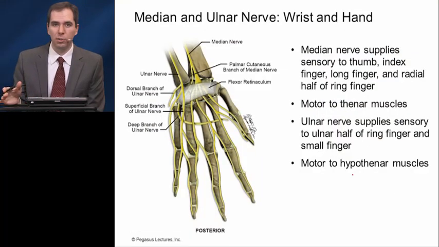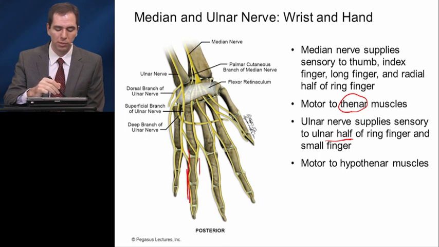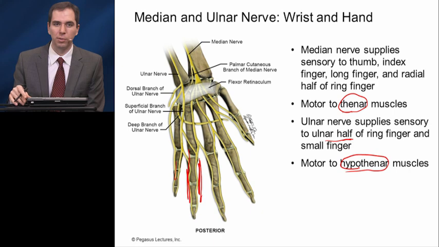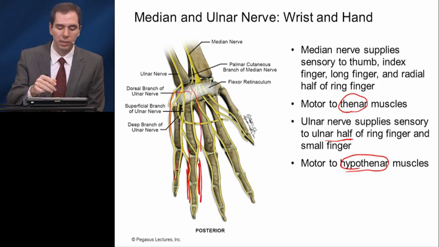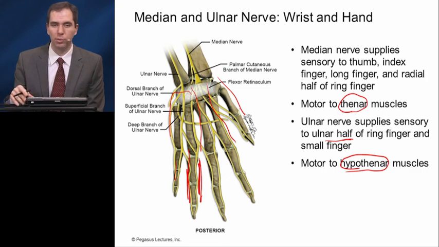So now let's look at the median and ulnar nerve in the wrist and hand. The median nerve, as we talked about earlier, supplies sensory innervation to the thumb through ring fingers, and at the ring finger, it's the radial half of the ring finger. It also supplies motor innervation to the thenar muscles. The ulnar nerve supplies sensory to the ulnar half of the ring finger, so the other side of the ring finger, whereas the median nerve supplies the radial side, and it supplies the small finger. It supplies motor to the hypothenar muscles. So the hypothenar muscles are on this side of the hand, the thenar muscles are on this side of the hand. We review all of those in the wrist and hand anatomy module.